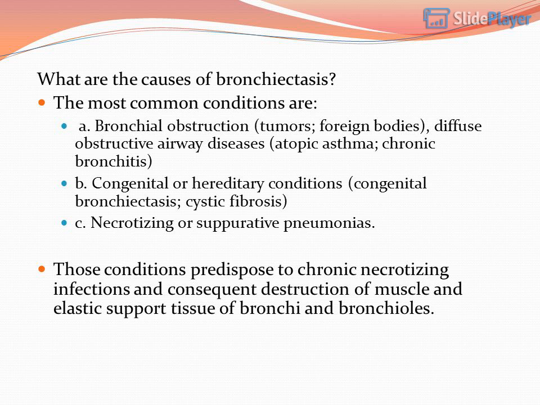What are the causes of bronchiectasis? The most common conditions are: A. Bronchial obstruction: tumors, foreign bodies, diffuse obstructive airway diseases, atopic asthma, chronic bronchitis. B. Congenital or hereditary conditions: congenital bronchiectasis, cystic fibrosis. C. Necrotizing or suppurative pneumonias. Those conditions predispose to chronic necrotizing infections and consequent destruction of muscle and elastic support tissue of bronchi and bronchioles.